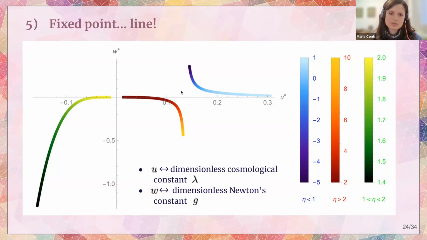So as you can see, there are three branches, basically, depending on the range of eta you're studying. The blue range corresponds to eta lower than 1, the red range corresponds to eta bigger than 2, and then you have the middle range, the green one, between 1 and 2, okay? And inside this picture, u is playing the same role as the dimensionless cosmological constant lambda from the Einstein-Hilbert truncation, of course, and similarly, w is playing the same role as the dimensionless Newton's constant G. Okay. Well, this is interesting.